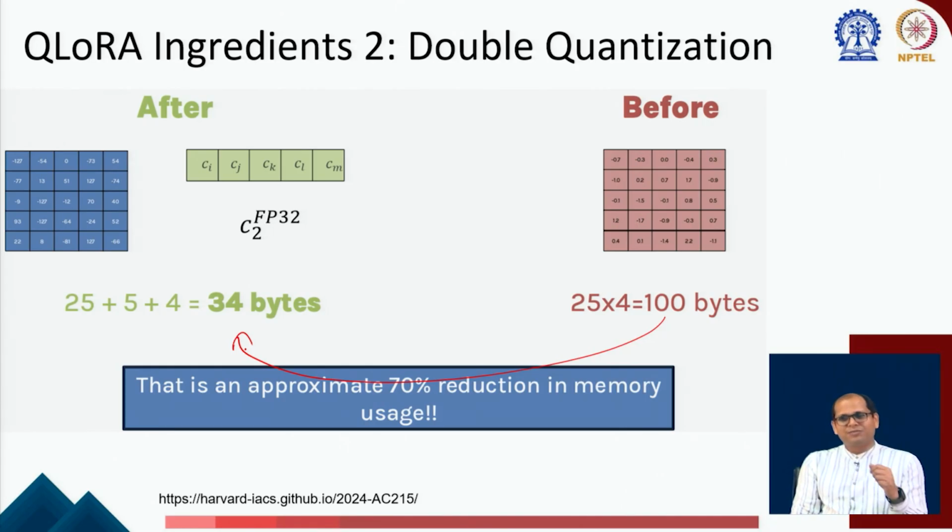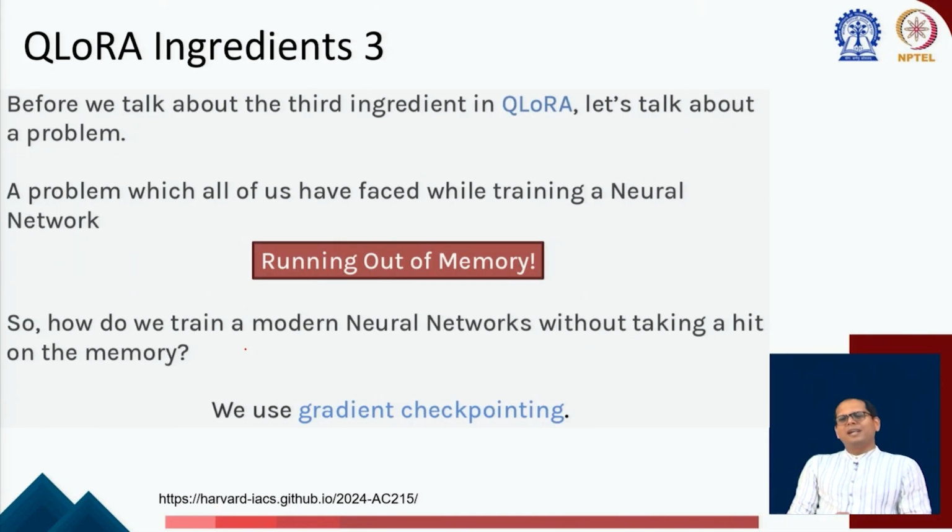In the normal case, we go from 16 or 32 bits to 4 bits, right? So a lot of reduction happens because of this. Now let's talk about the final third ingredient of QLoRA. So why do we need another ingredient here?